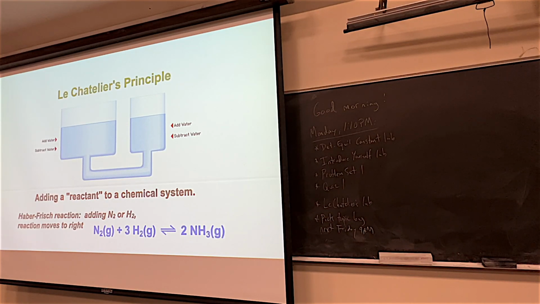And in an actual water tube, you add water to the left, it's going to shift, making the right go up a little bit as it comes down. You will make more products. So again, adding reactants makes more product. Adding something to one side shifts the reaction to the opposite side. Any questions? Okay.